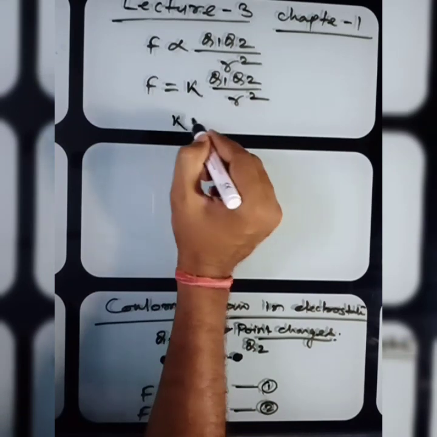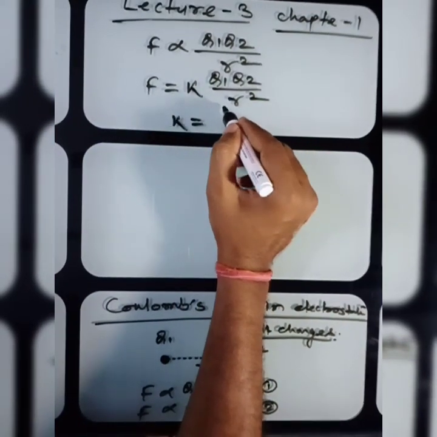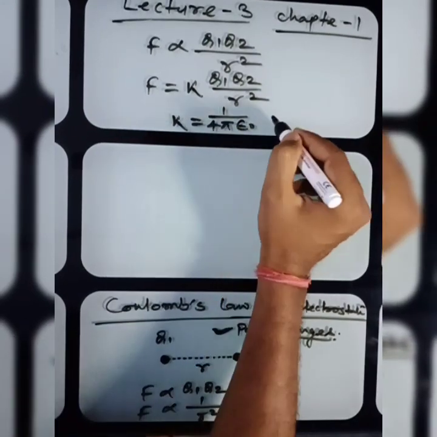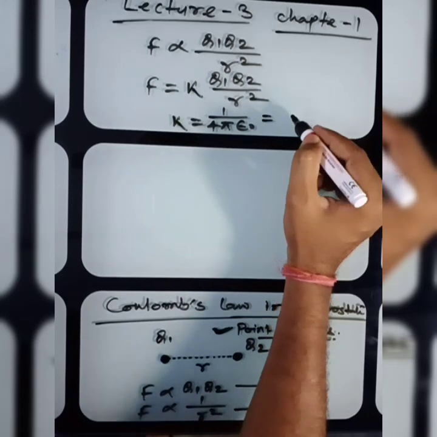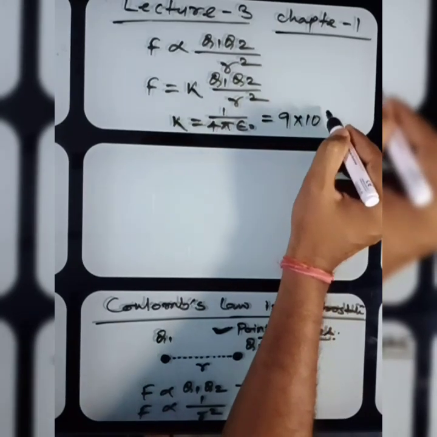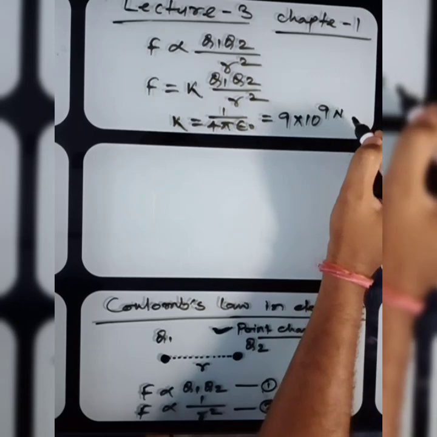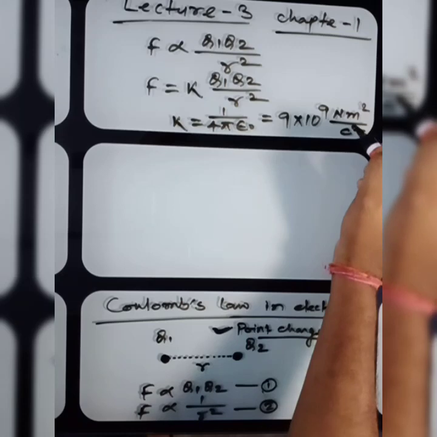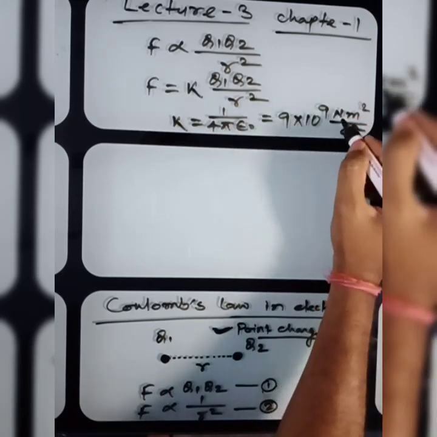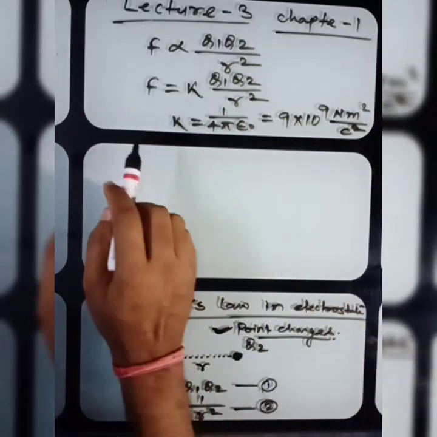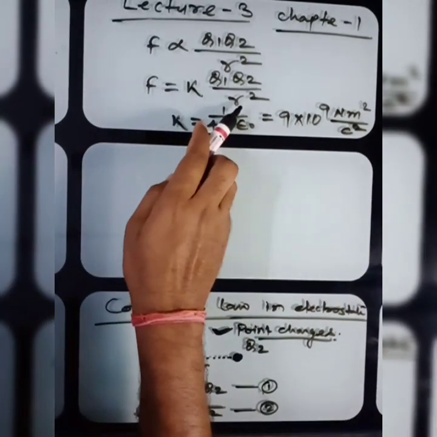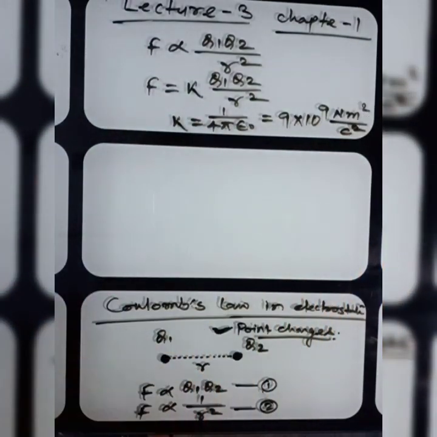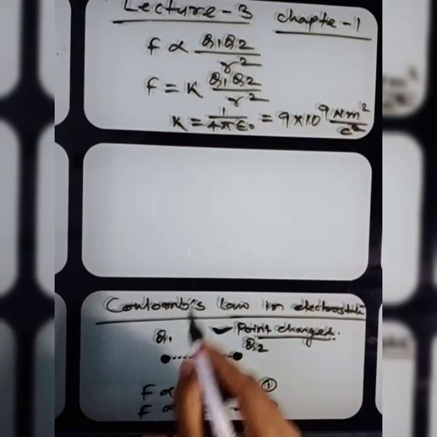This k was studied later on, and it is equivalent to 1 by 4 pi epsilon naught, whose numerical value is 9 into 10 to the power 9 Newton meter square per Coulomb square. You can see Newton times meter square divided by Coulomb square, so the unit is Newton meter square per Coulomb square. This is the value of k.